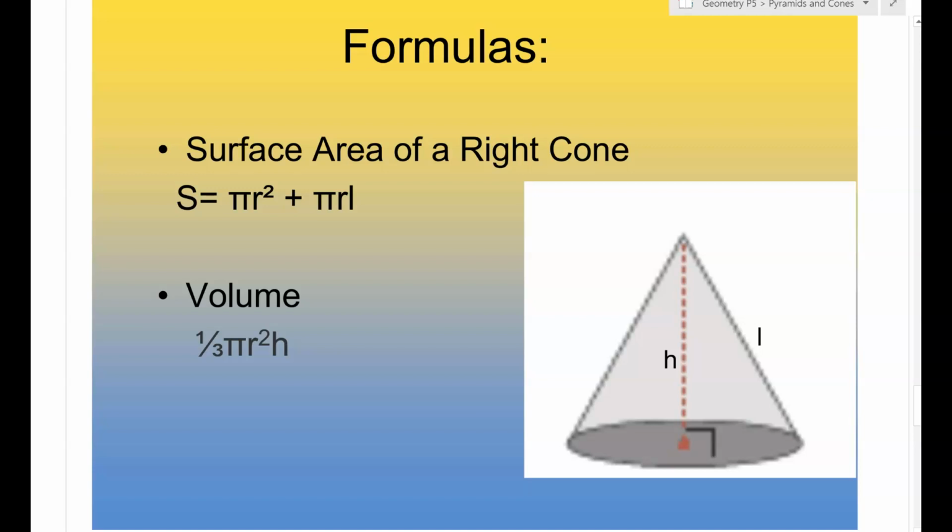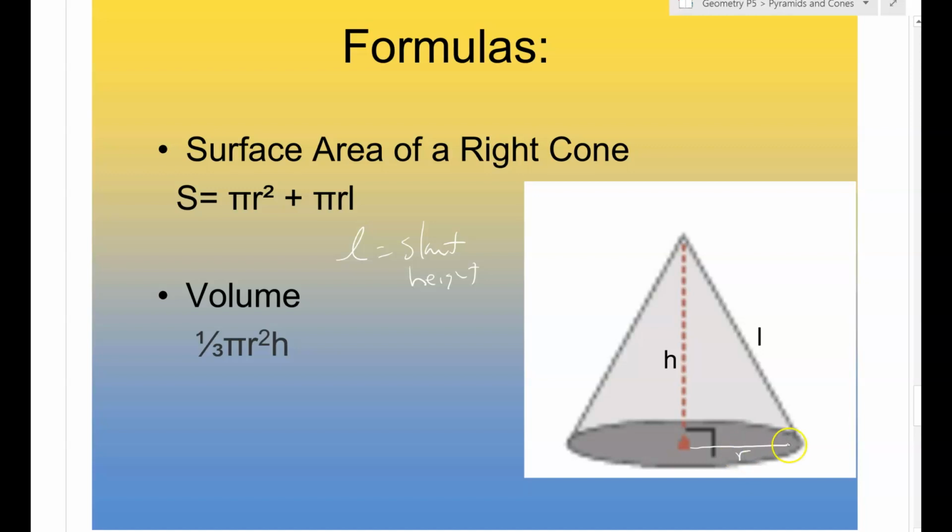Notice the formula for the surface area is pi r squared plus pi r l. L, again, is my slant height, and you can see it right over here. What's missing on this picture is this would be my r, that's my radius, and h is my height.